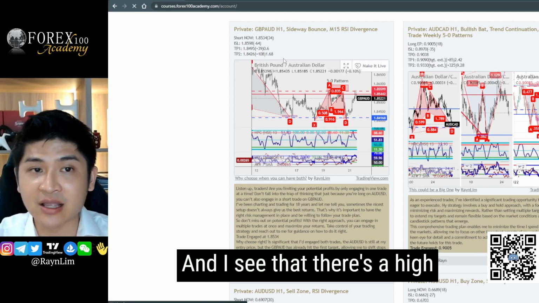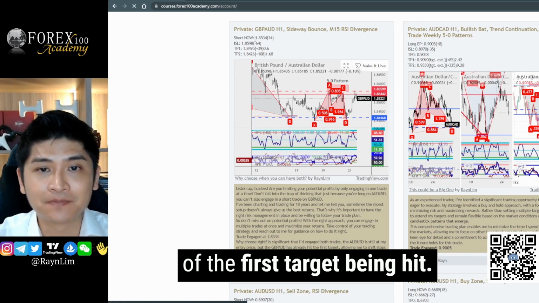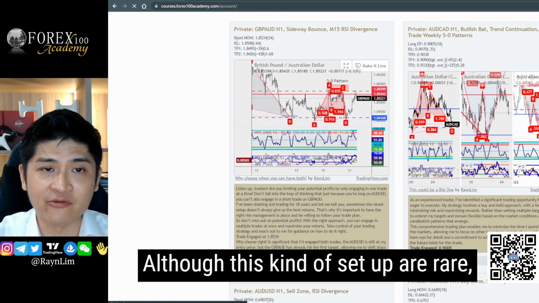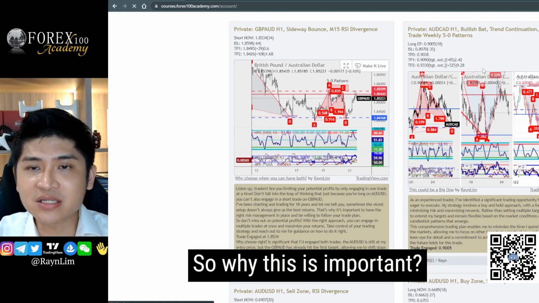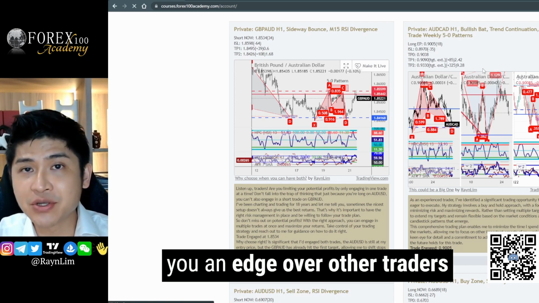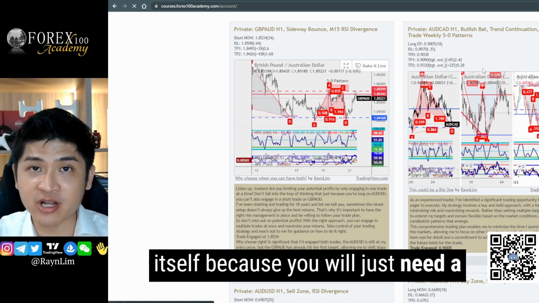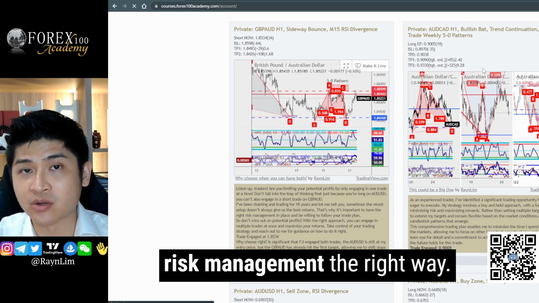And I see that there is a higher probability of the first target being hit. Although this kind of setup is rare, most of our trades are more than 2:1. So why is this important? Because by having a 2:1 ratio, it gives you an edge over other traders when you're trading, or over trading itself. Because you will just need a 40% accuracy rate if you apply the risk management the right way.